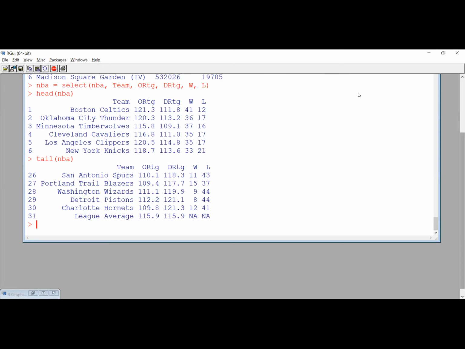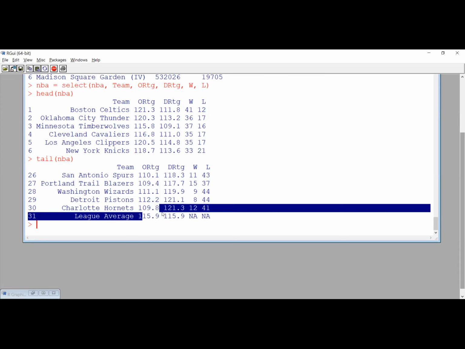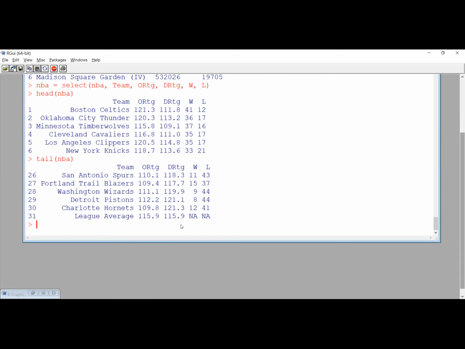Or I could just take the mean of everything. That will do the same thing. So, yeah, or just put in 115.9. So there's a lot of different ways we can do this. Notice the league average, they're the same. Agree? That's got to be true, right? Otherwise you have one team playing against nobody or something like that.